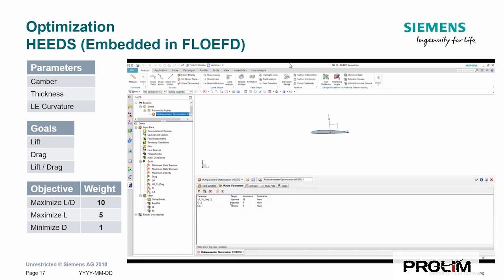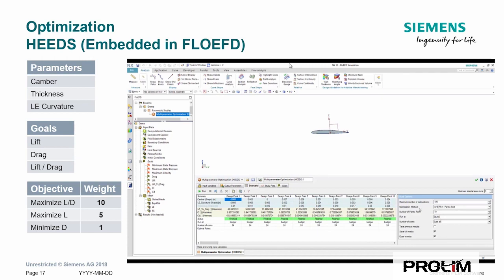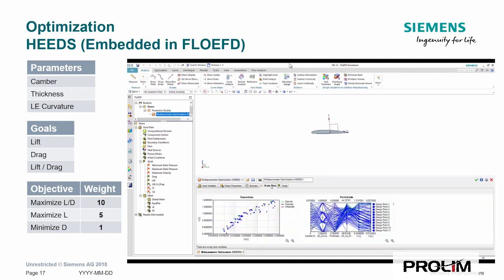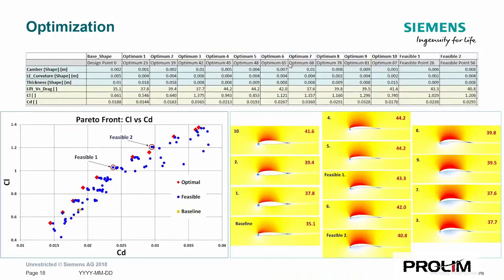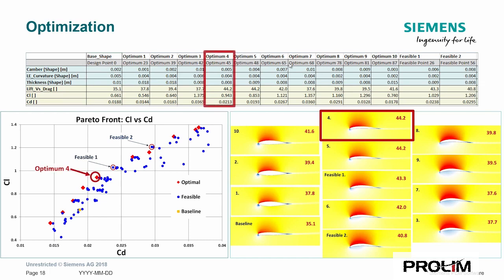So here you can see a quick setup of the HEEDS multi-parameter optimization embedded within FlowEFD. And once we've gone through that study, you can see there's a bunch of feasible designs that were populated, and one can choose from the range that was generated which one generates the highest lift to drag ratio, which in this case was the optimization goal.